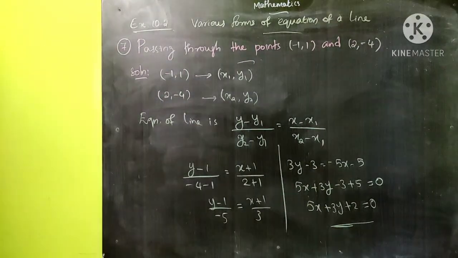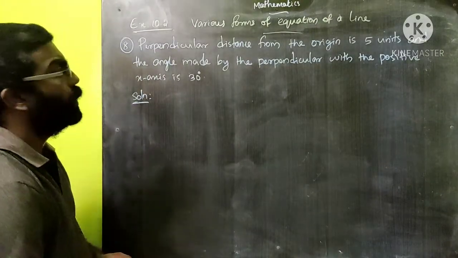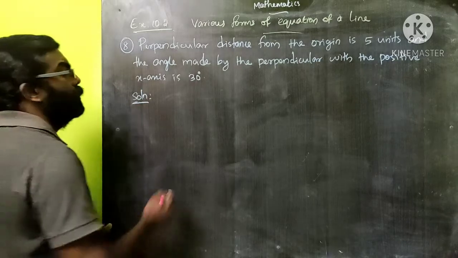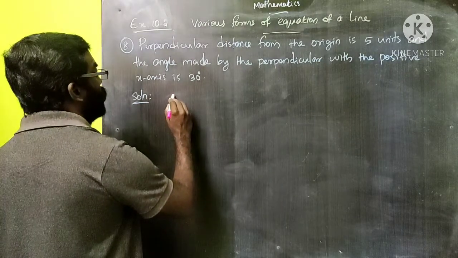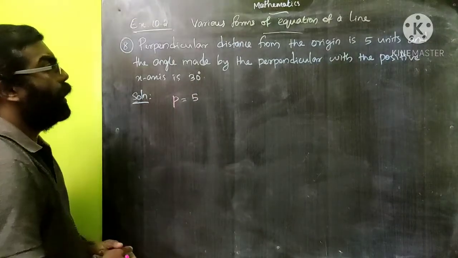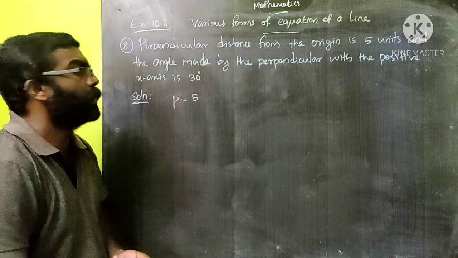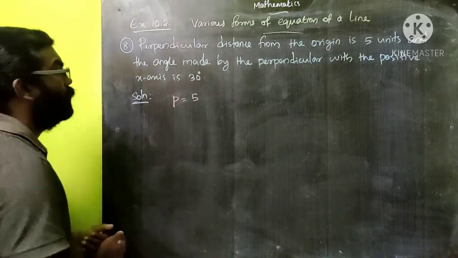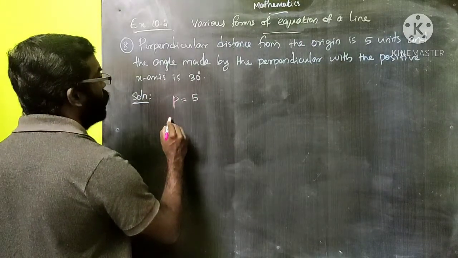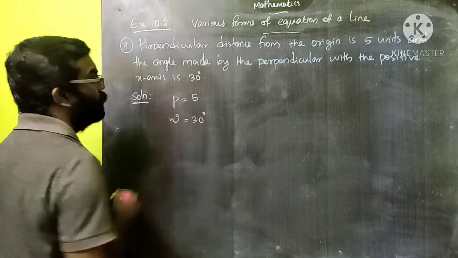Okay. Here we have to find the equation of a line in which the perpendicular distance from the origin is 5 units. So that can be taken as small letter p. P is equal to 5. And the angle made by the perpendicular with the positive x-axis is 30 degrees. So clearly we can say it is the normal form. So omega is equal to 30 degrees.